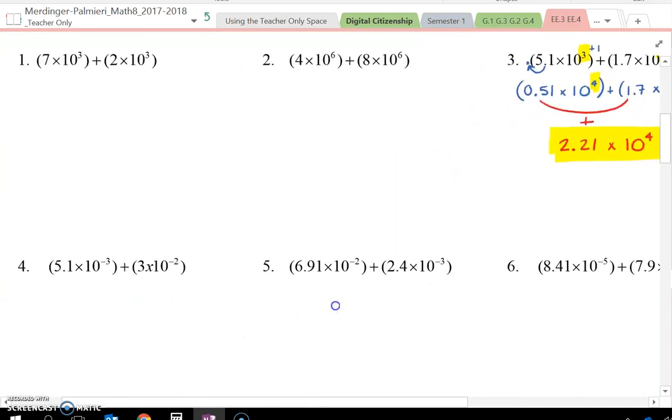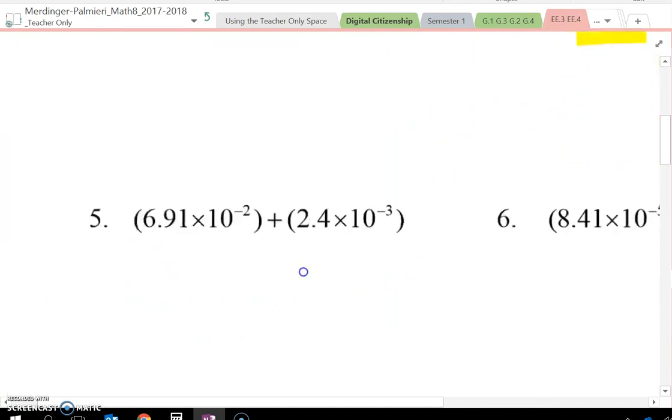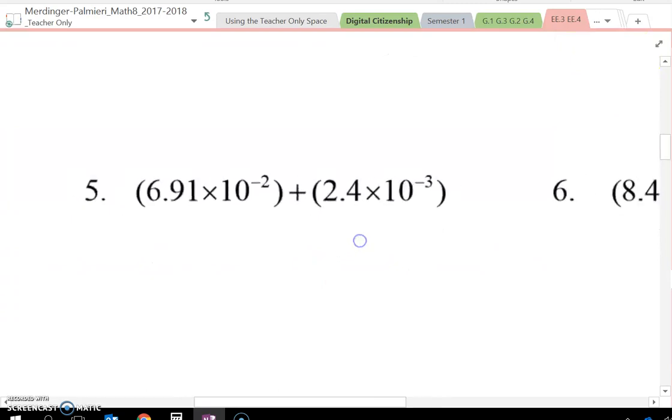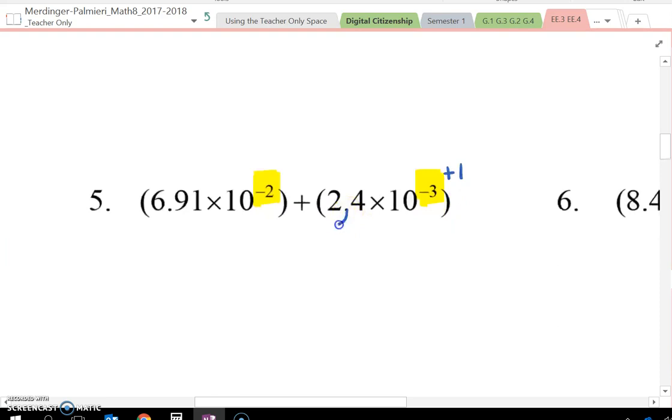Alright, let's take a look. I'm looking for something with negatives. Number 5 looks pretty interesting, so we're going to work on that one. Identify your exponents. I have a -2 and a -3. Well, -3 is smaller, so I'm going to take that -3 and turn it into a -2. We do this by adding 1, which means I'm adding 1 decimal place here.